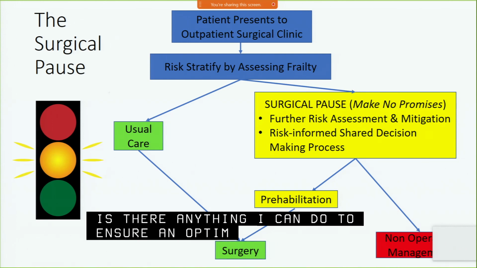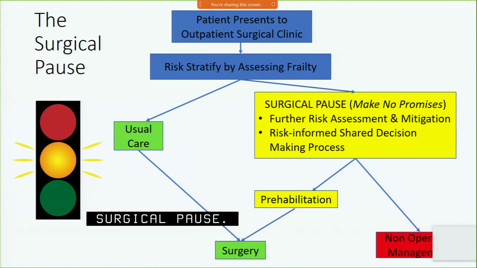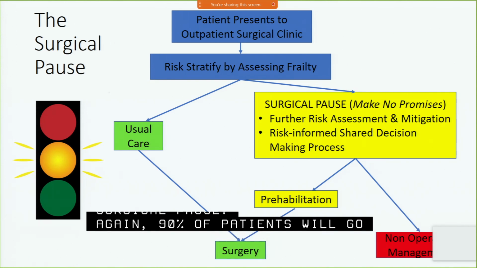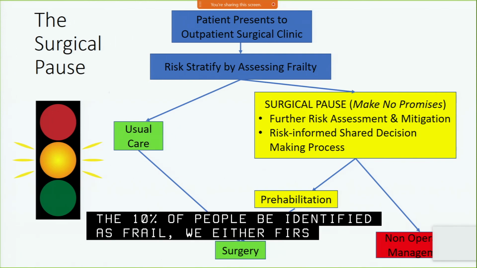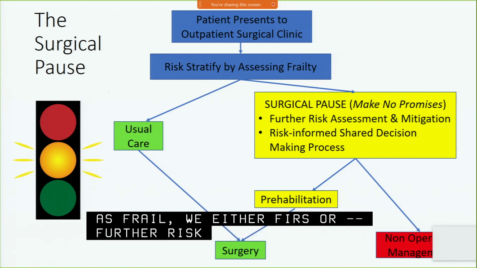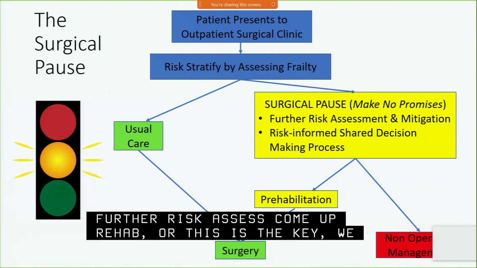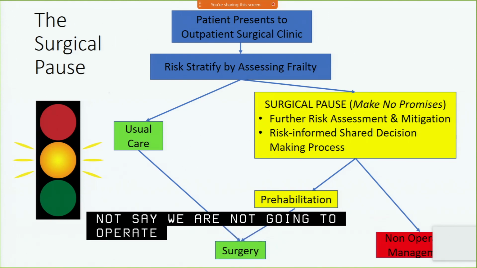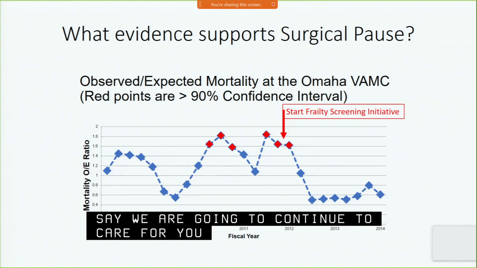Again, 90% of patients will go through usual care, and the 10% of people that we identify as frail, we either further risk assess, we do risk-informed shared decision-making, prehab, or, and this is the key, we don't say we're not going to operate and not care for you. We say we are going to continue to care for you, but a big operation may not be in your best interest. So what happened?